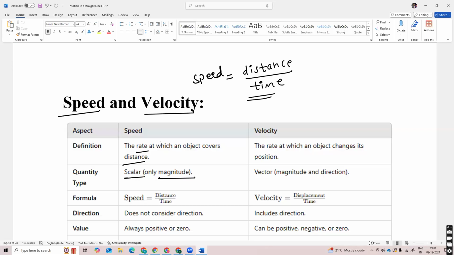Whereas velocity is the displacement per unit time. So velocity is given as displacement per unit time. As you know, there is a difference between distance and displacement, therefore velocity and speed are different things. Here velocity is a vector quantity, and therefore velocity has magnitude as well as direction.